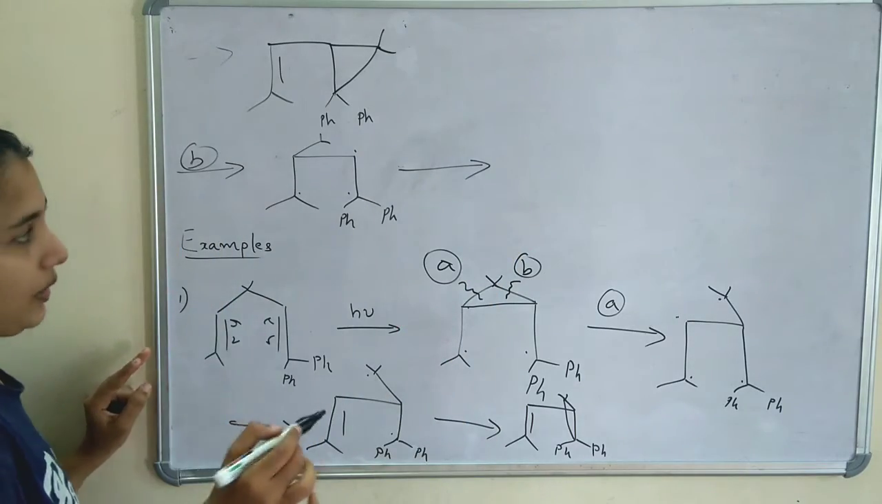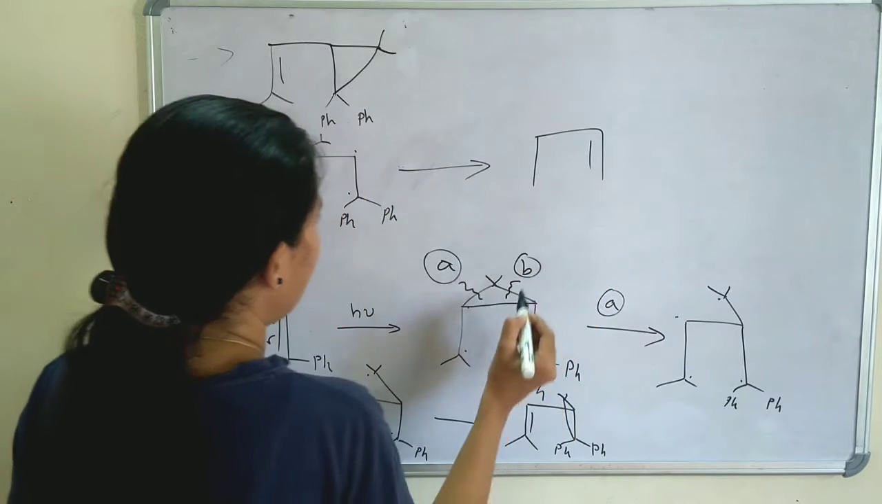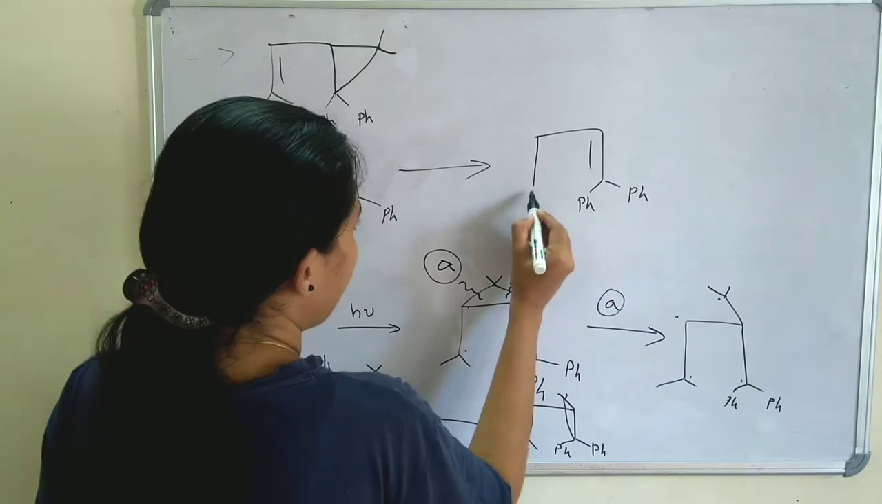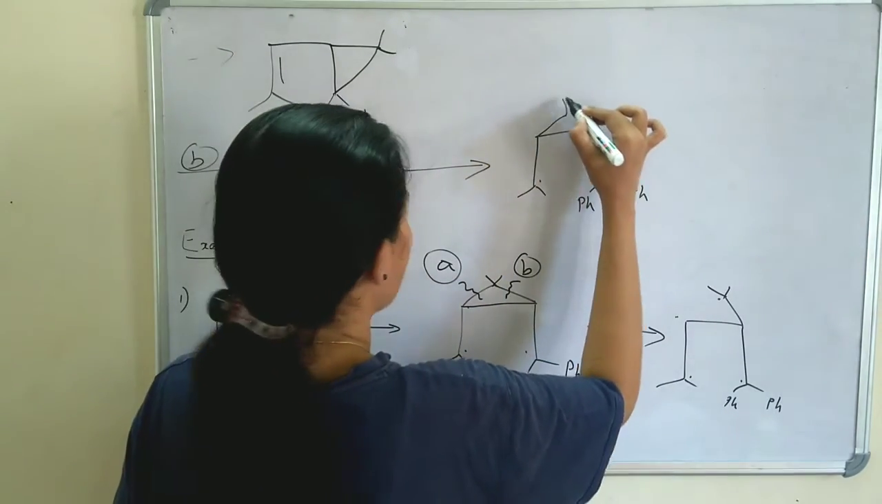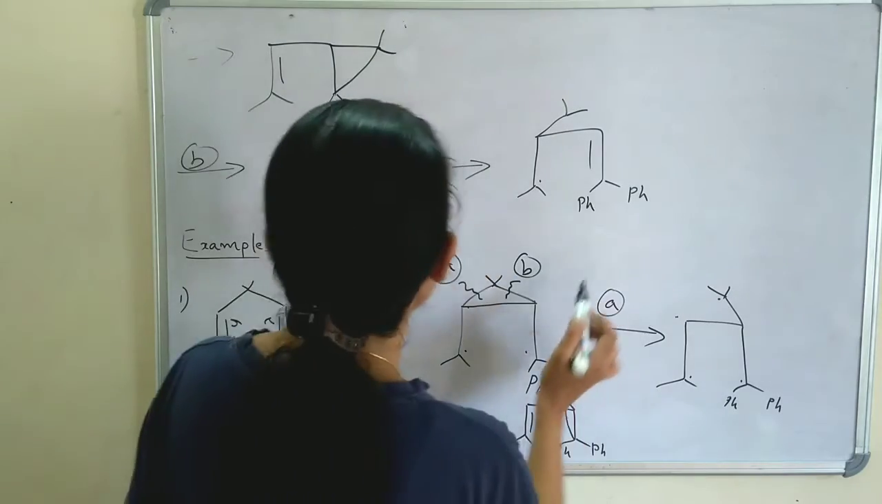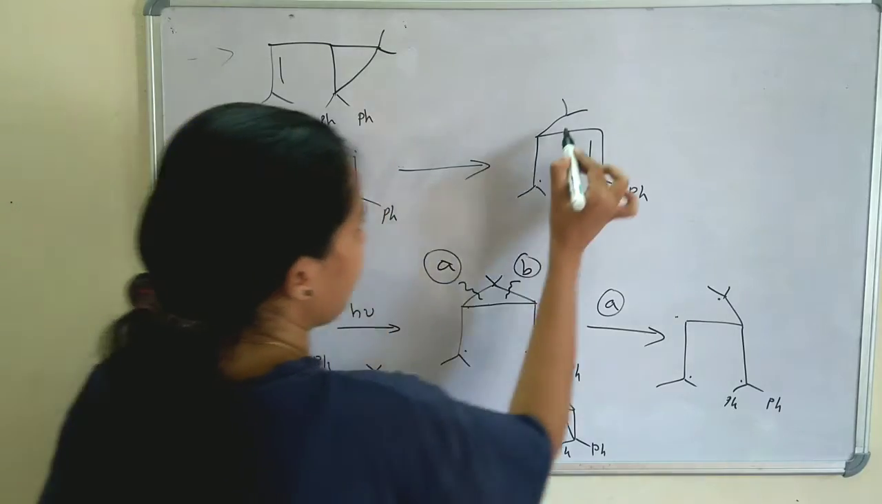Now what is the next step? A double bond is formed. So here a double bond will form, 2 Ph, and here 2 methyl groups, a radical. Here also 2 methyl groups are present. Now here a radical is formed. Here a radical is there.